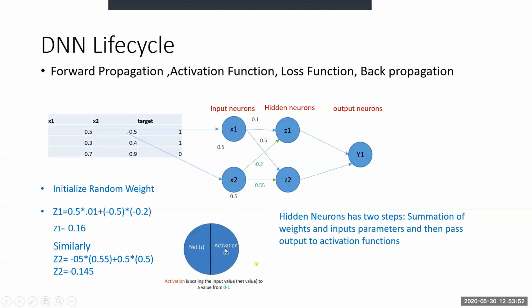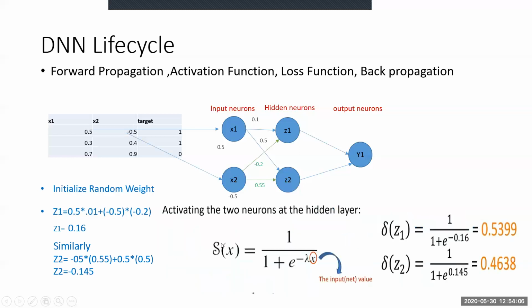So now we learned that each hidden neuron has two functionalities. One is to calculate a weighted sum, like we have calculated Z1 and Z2. So this Z1 is calculated as 0.6, and then it would be passed to an activation function.